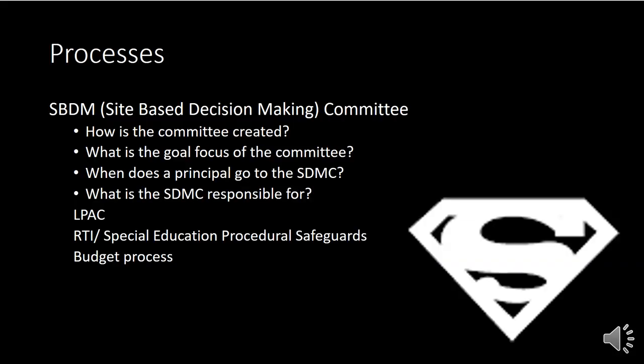Know your processes. Know SBDM, site-based decision making. Now, what's key on this process is to know that SBDM is not an option in school districts. It is not a part of their policies. It's actually TEXES policy. It's in the Texas Administrative Code. Every school district and school must have a site-based decision-making committee. It's not an option. So you may want to look at the code online and review what's expected.